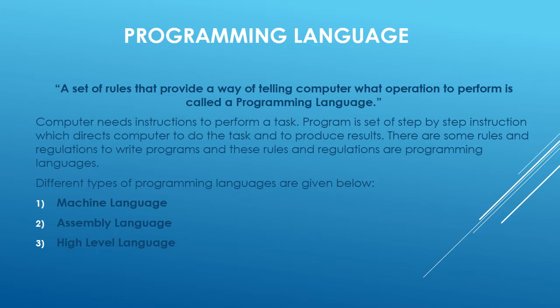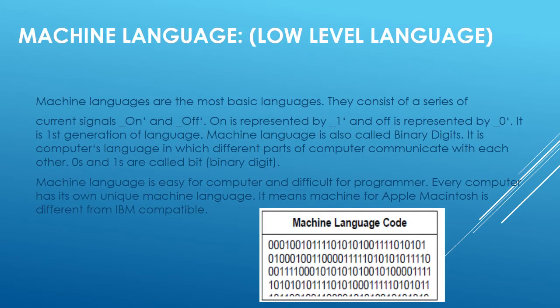So anything which is included in the vocabulary and grammar to write the set of instructions is basically making it a programming language. There are different types of programming languages that are given below. We have machine level language or machine language, we have assembly language, we have high level language. So, types.